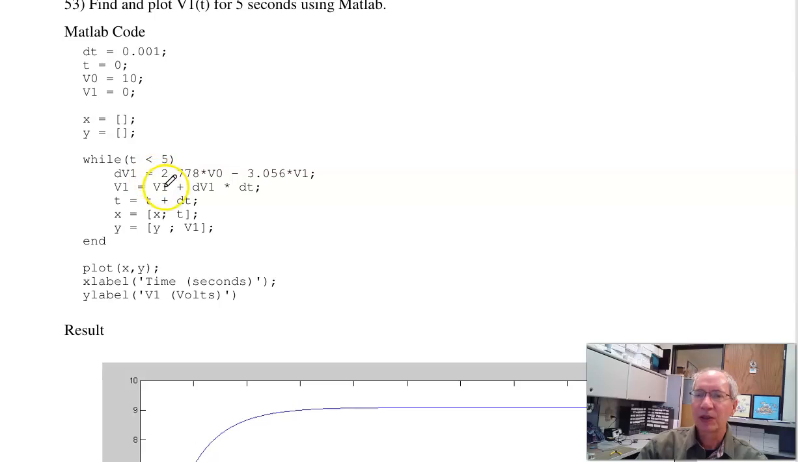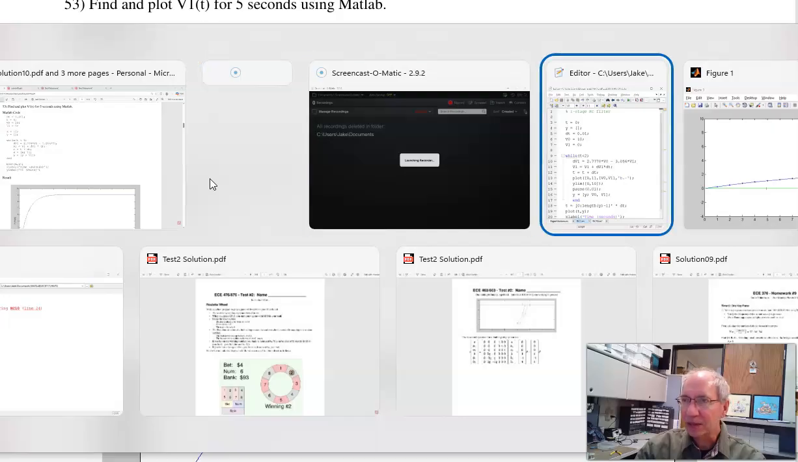So it's the old value plus the slope times the step size. That's numerical integration. This is Euler integration. Not the world's best integration, but it's simple, probably good enough for this problem. Move forward in time for 5 seconds, and what that looks like is this.